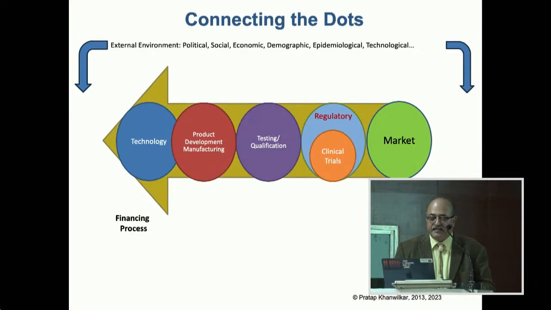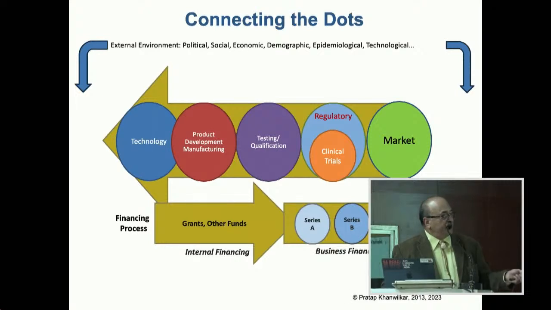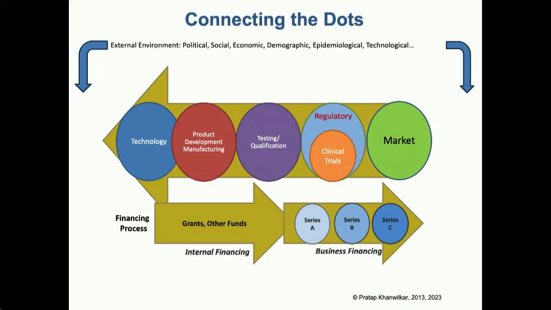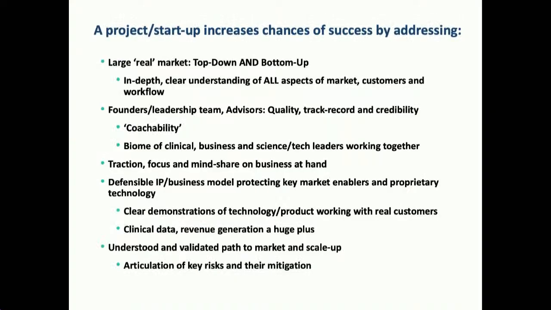So essentially, of course, the financing process goes along with it. And typically, at least in the US, you can get funding from the government, non-dilutive funding for this early part, but here you need to get external financing because the size of the zeros increase quite a bit once you get into that stage. And of course, you have to have an appropriate organization, team, operations, relationships as you go through this evolutionary process. So, nothing revolutionary, if you will. You've got to go after a real market.